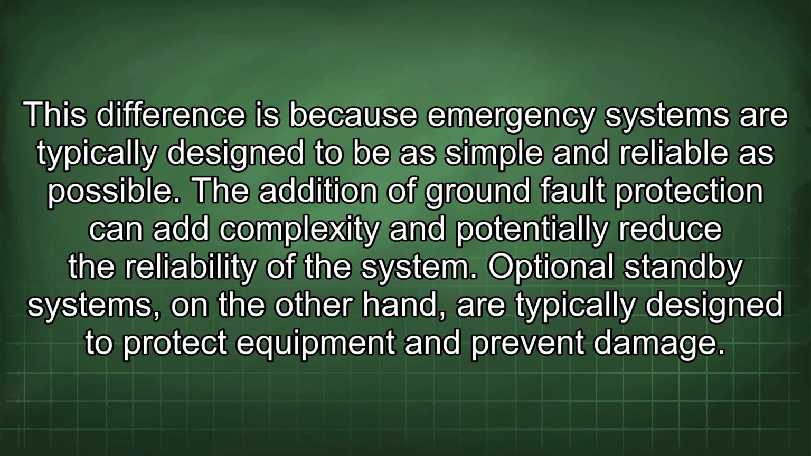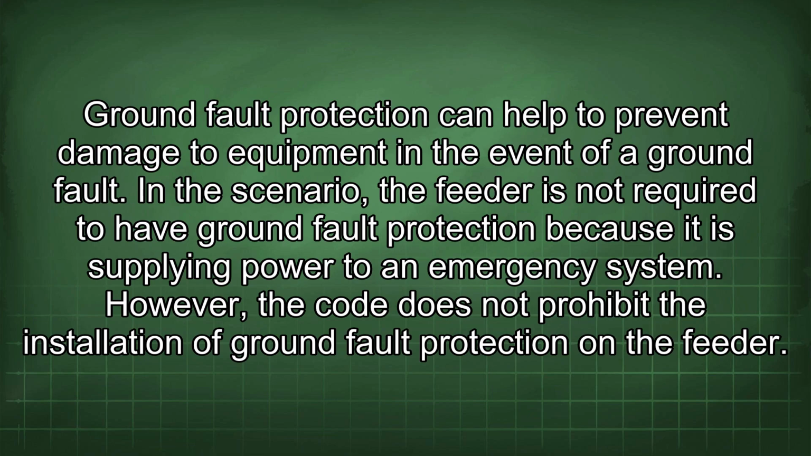Optional standby systems, on the other hand, are typically designed to protect equipment and prevent damage. Ground fault protection can help to prevent damage to equipment in the event of a ground fault.